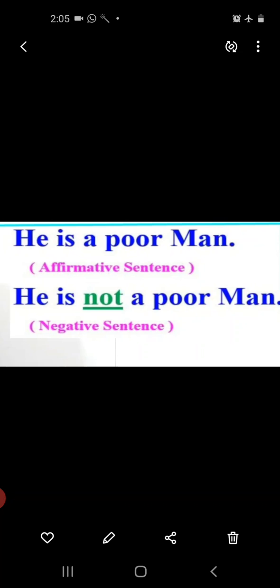affirmative sentence to negative. Very first, we will read transforming affirmative sentence to negative. Just see the example. He is a poor man. This is the affirmative. Now, what is the negative? If you want to make it negative, what you have to do? You have to use not after the verb is. As you can see in this picture, it is given over there. He is not a poor man. So, by putting not after the helping verb, we have made the sentence negative.